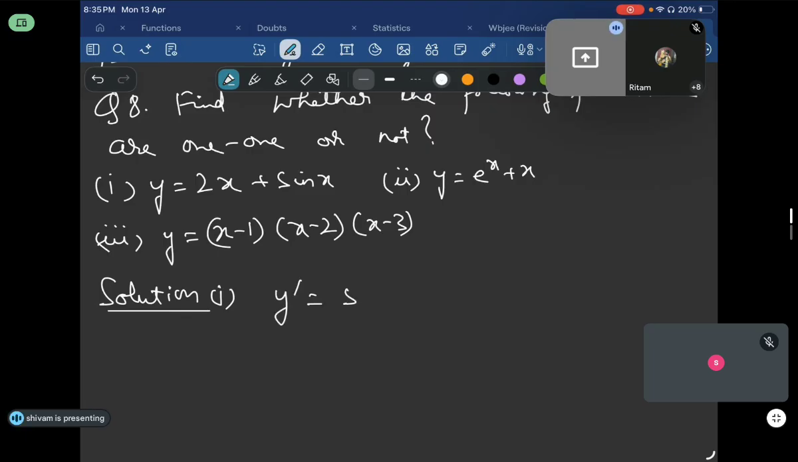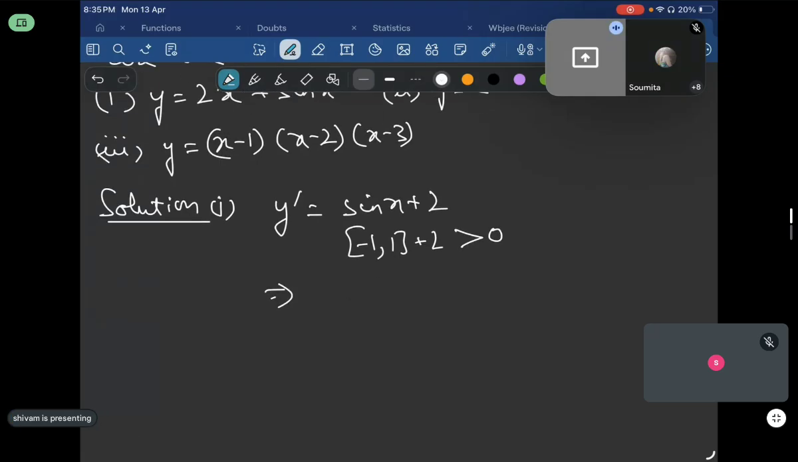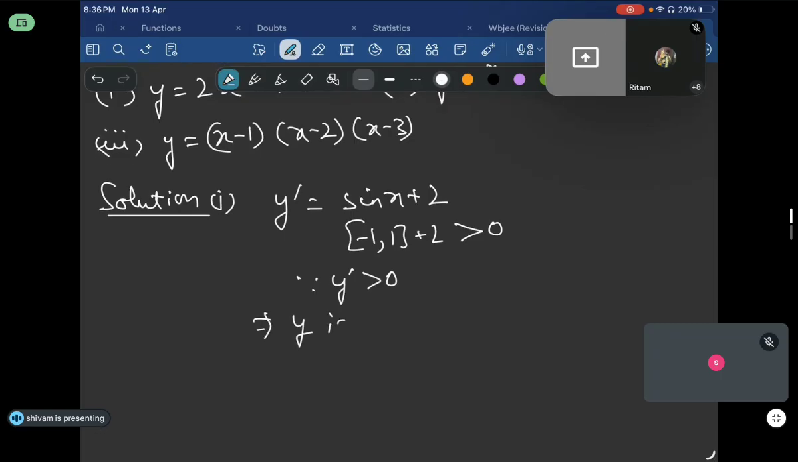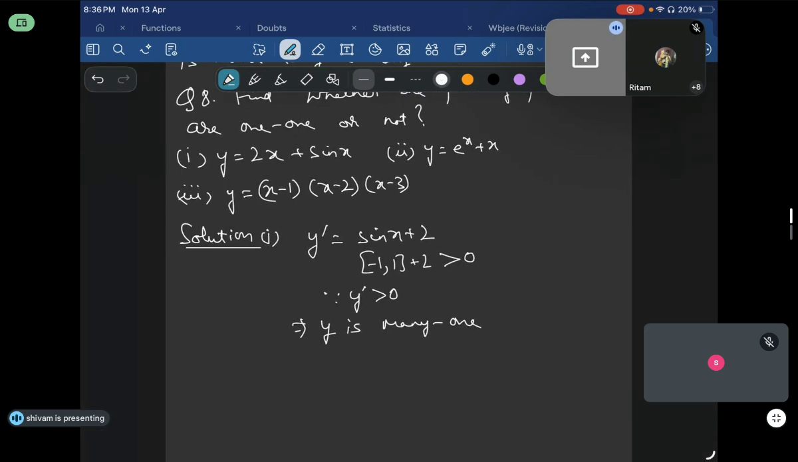You differentiate once. y dash is equal to sin x plus 2. You see, sin x lies between minus 1 and 1, plus 2. This is always greater than 0. Right, Shomita, are you getting? Yes, sir. And since y dash is greater than 0, this implies y is one-one. Okay. Let us see how the graph will look. See, it is always increasing. Right, everyone? It's always increasing.